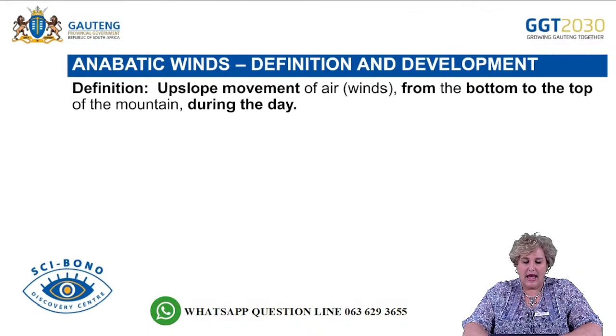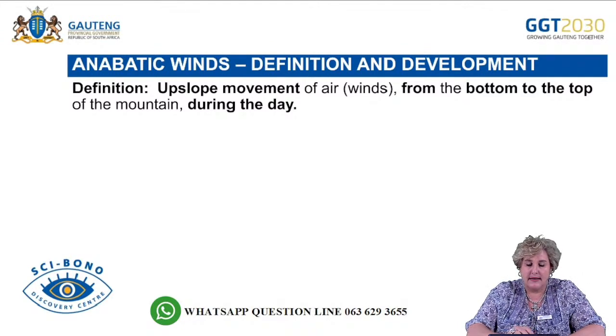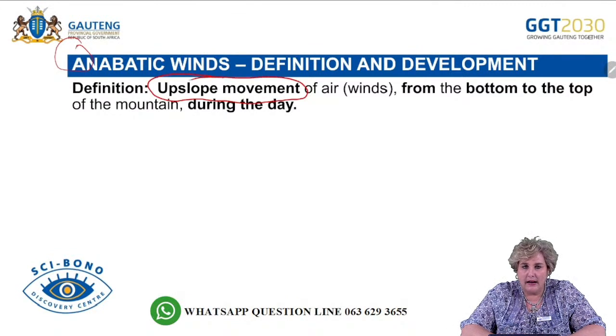Let's go to anabatic winds. That's the next topic. For anabatic winds, you need to know the definition and the development. Definition: it's an upslope movement of air from the bottom of the valley to the top of the mountain during the day. Now, you take your highlighters again. What is an anabatic wind? It's an upslope wind. You'll see I highlighted the important words.